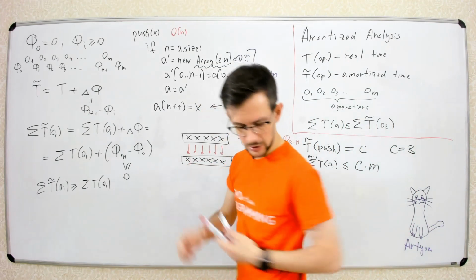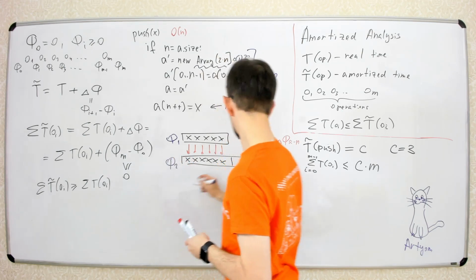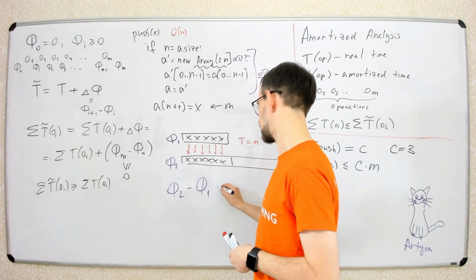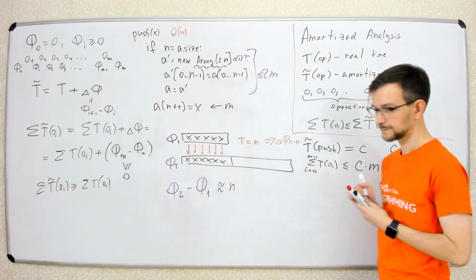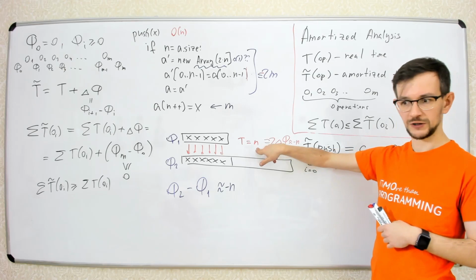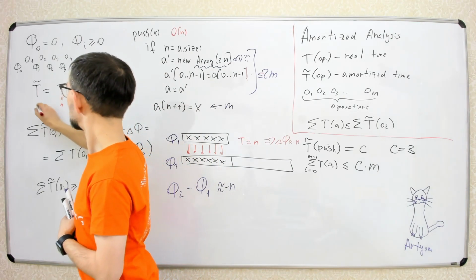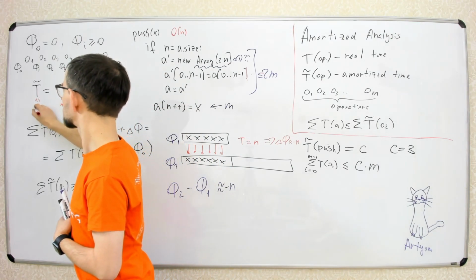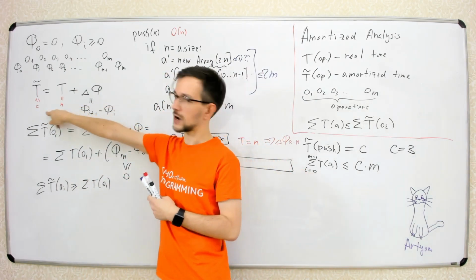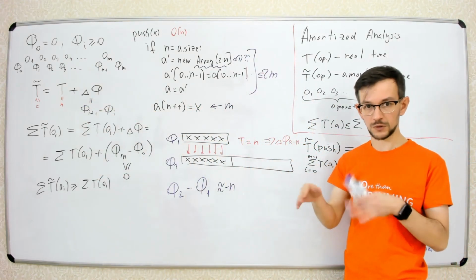Let's say here we have phi1, here we have phi2. This change of potential, phi2 minus phi1, should be about minus n, just to compensate this real time. Here we have, again, this equal to n. This should be no more than some constant. So we need to add something to this n to have some constant value. So this change of the potential should be about minus n plus some constant.